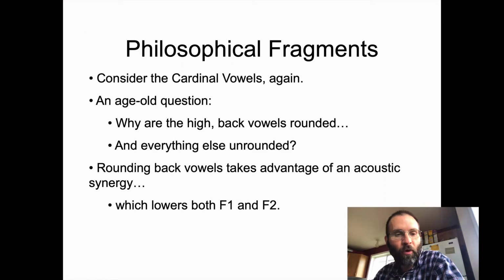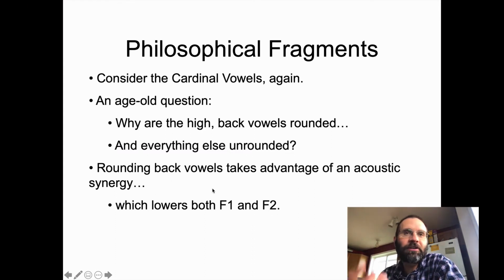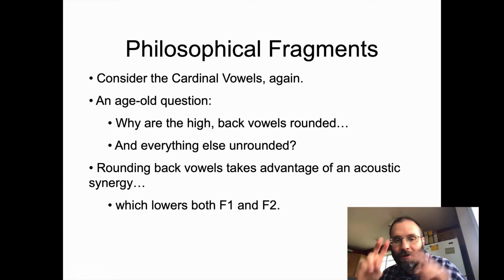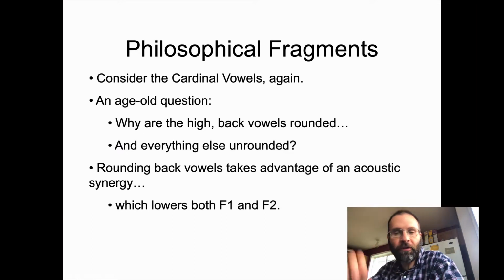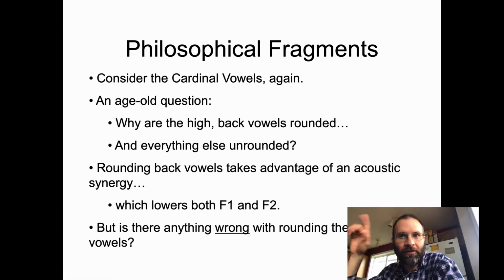We know at this point that rounding back vowels takes advantage of an acoustic synergy. Rounding vowels in general is going to lower F1 and F2, and we just looked at that new representation of the standing waves in the vocal tract, and found that if you produce a velar-style articulation, that should lower F1 and F2 as well. So doing both of those together gives you synergy, right? They're both going to lower F1 and F2. And in an acoustic space, that's going to push a vowel up into that high back corner, closer to the 0-0 origin of the measurements of F1 and F2. So this is a plus when you can get two things to work together.